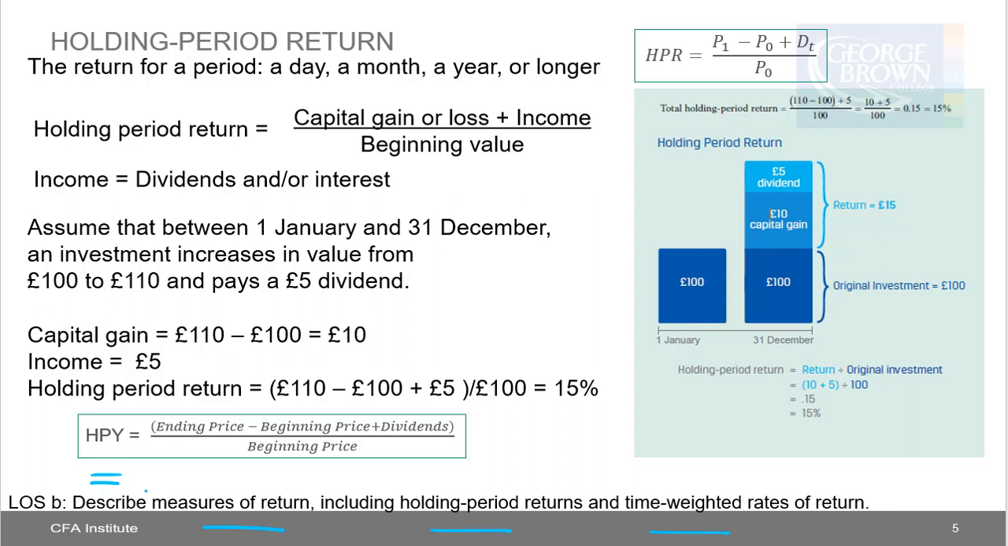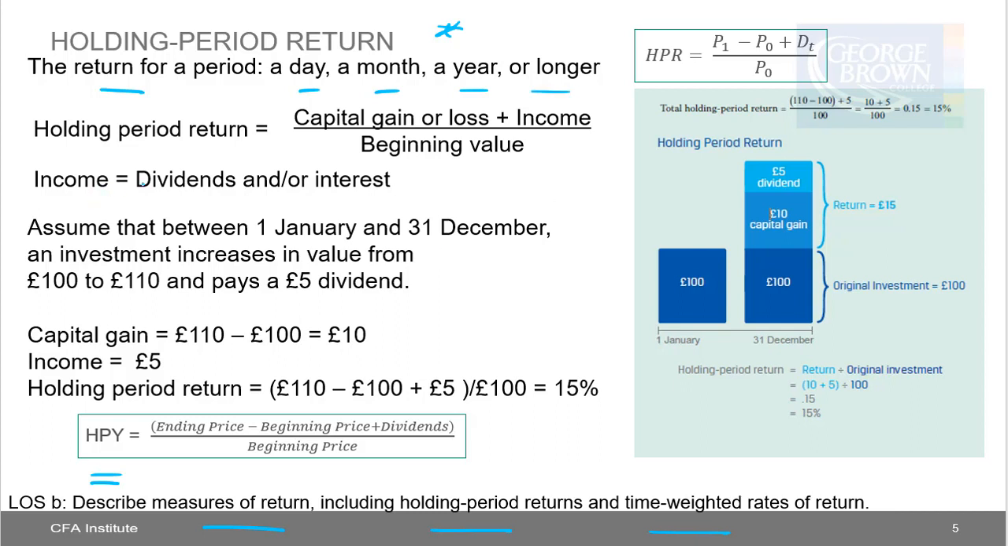And then the good news is you don't have to do any calculations on the test, which you can probably gather because there's 120 questions in 120 minutes. That's 1 minute per question. It's fairly rapid. Anyhow, so here we're getting into the holding period return, and that is the return for a period, which could be a day, a month, a year, or longer.